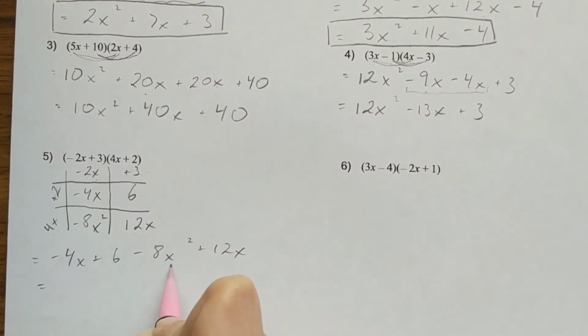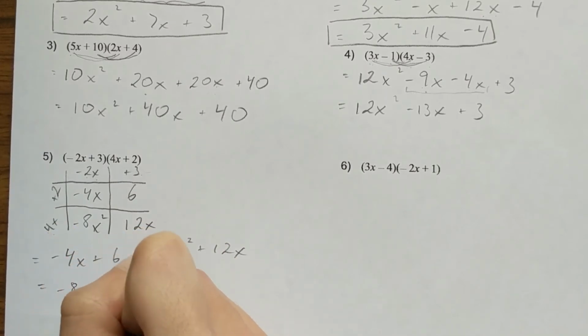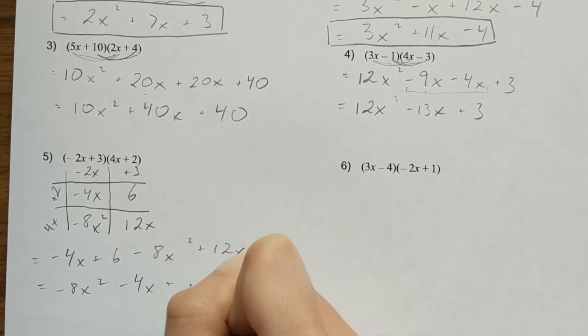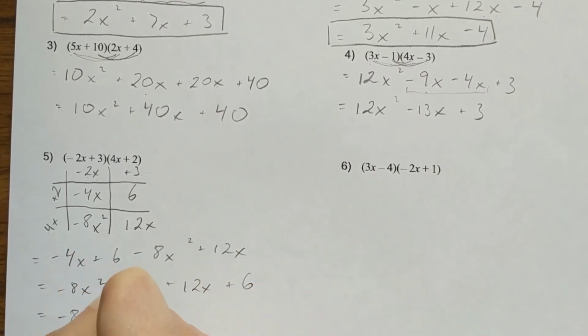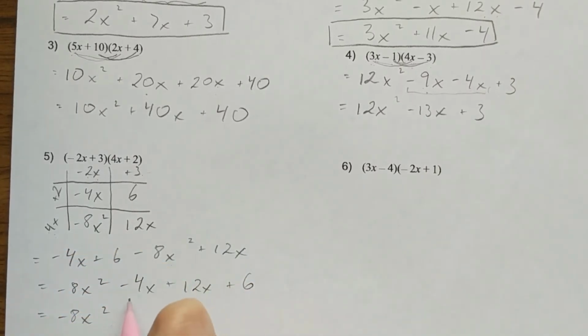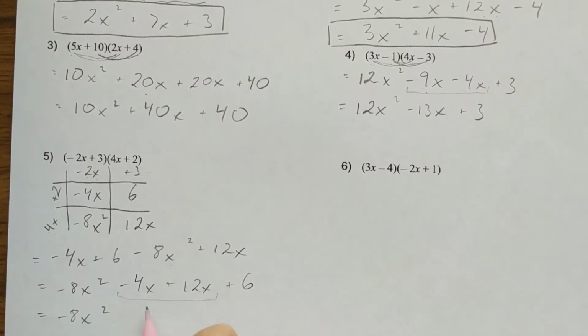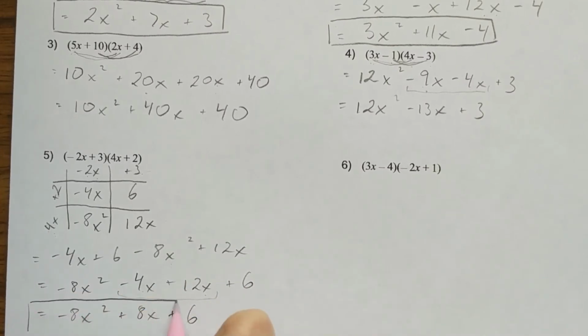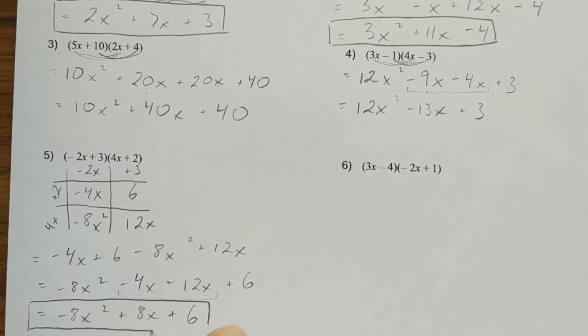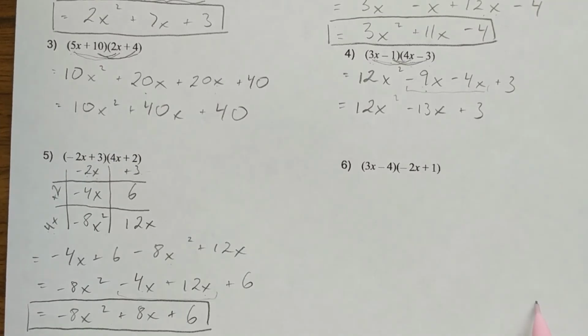I rearrange that to put the negative 8x squared first, followed by my x's, followed by my 6. I can then combine my middle two terms. Negative 4x plus 12x is 8x. So my final answer, negative 8x squared plus 8x plus 6.